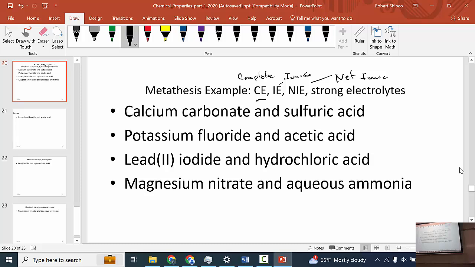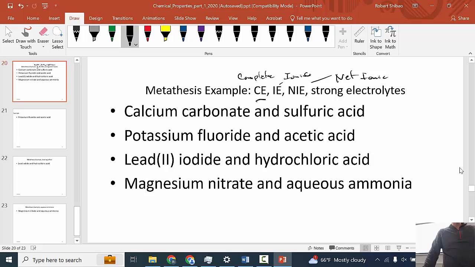I have some paper here, and you could work with others on this as well. All these are double replacement, except for the last one. The last one is sort of double replacement. But 1, 2, and 3 are double replacement. 4 is double replacement, but it looks a little different.